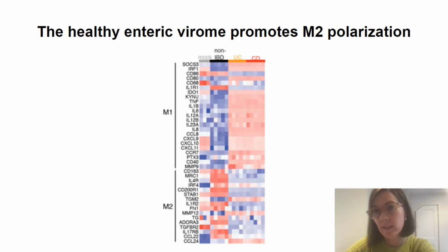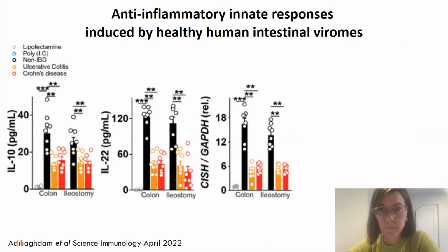If we took the view that they may polarize macrophages in different ways, we could look at the classic so-called M1 and M2 genes. You can see here in blue that the healthy viruses very much downregulated the M1 genes and upregulated these M2 polarizing genes, whereas the ulcerative colitis and Crohn's disease viromes pretty much provoked an M1 pro-inflammatory polarization. We confirmed many of these findings with many more viruses from many more patients. I think we got up to 14 patients per group.